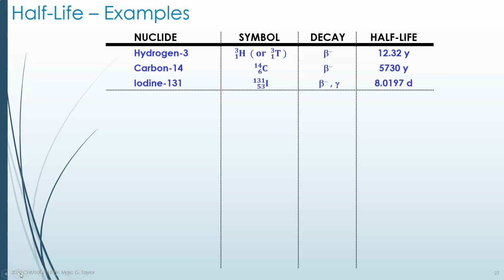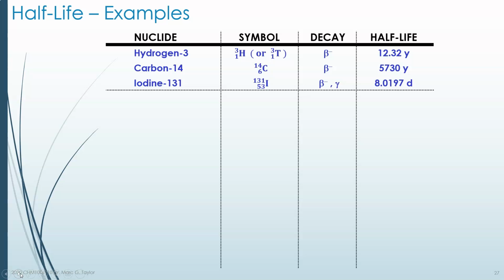Hydrogen 1 is called protium. That's not used very often. Hydrogen 2 is called deuterium, so it might be symbolized with a D. And hydrogen 3 is tritium, with a T. And tritium is the radioactive one of those three.